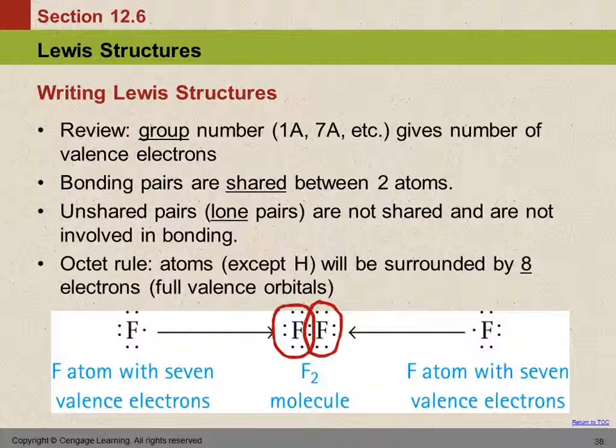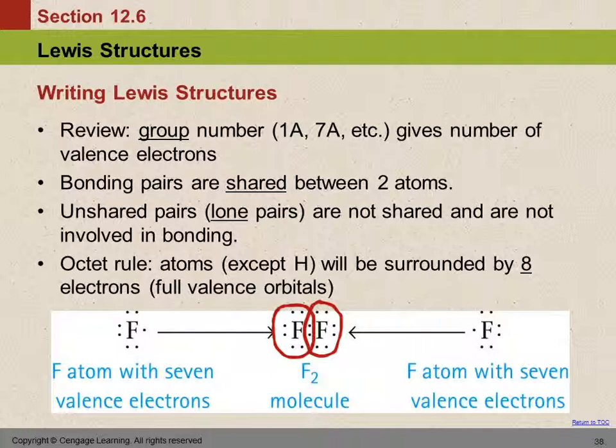But this situation is a lower energy, it's a more stable situation. And when they share the electrons, they become more stable. So more stable is more happy, right? So the bonding pair is shared between 2 atoms.